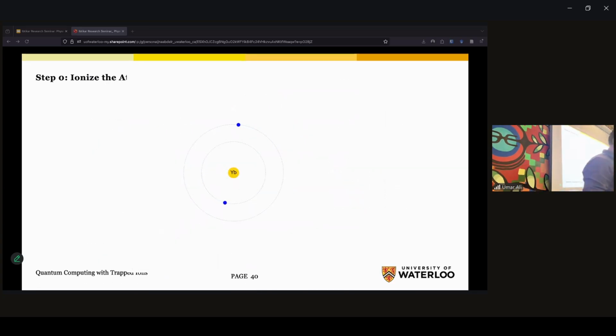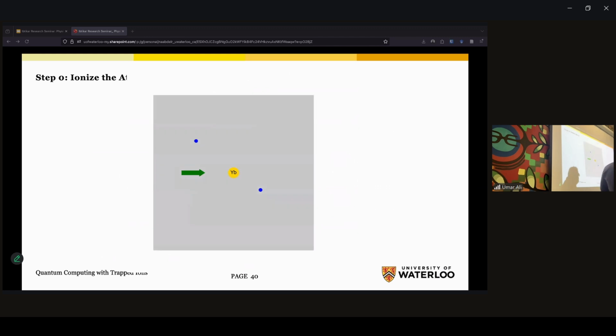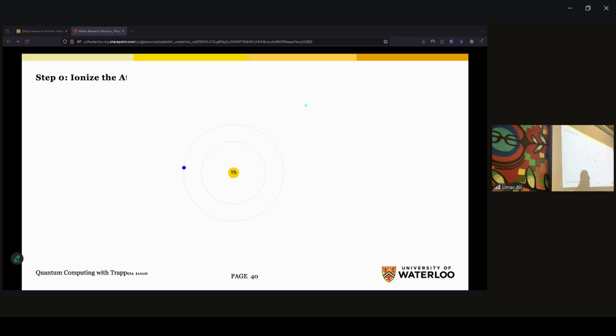Okay, so this is not the correct slide order, but okay. For some reasons I will get into, we would like this atom to be ionized. So the first thing we do in the lab is shoot a laser towards the atom to make it an ion. And an ion is just an atom without one or more electrons.